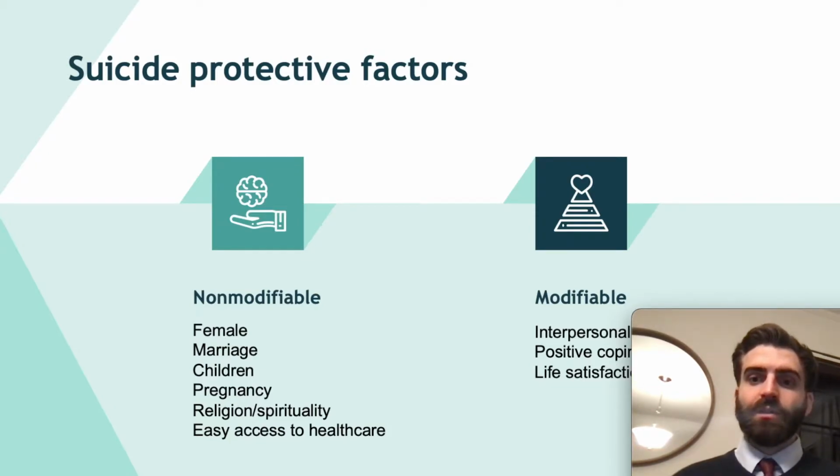Positive coping skills, so that's another thing that's taught at psychiatric hospitalizations. So when you're feeling anxious, when you're feeling stressed, what are some coping skills you can do? Some breathing techniques, going for a walk, exercising, watching a movie, reading a book, and so on. And then life satisfaction can change over time, and more life satisfaction is a modifiable protective factor.